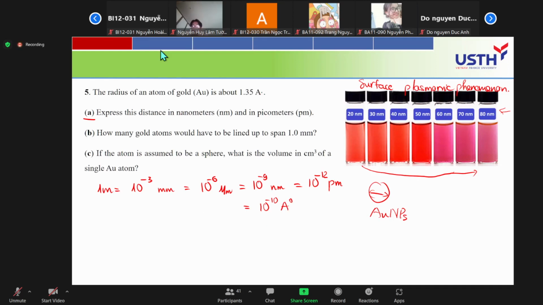So if you have these values in angstrom, now you can convert them into nanometers and picometers, no problem. After that, you have to arrange gold atoms lined up in a span of 1 micrometer. So you have a micrometer like that, and you arrange gold atoms there.